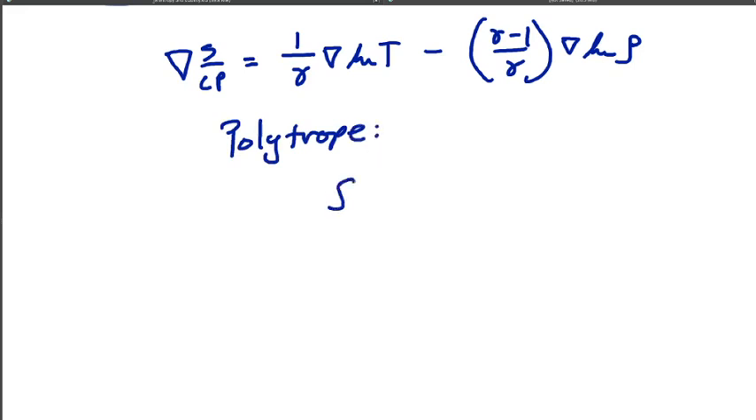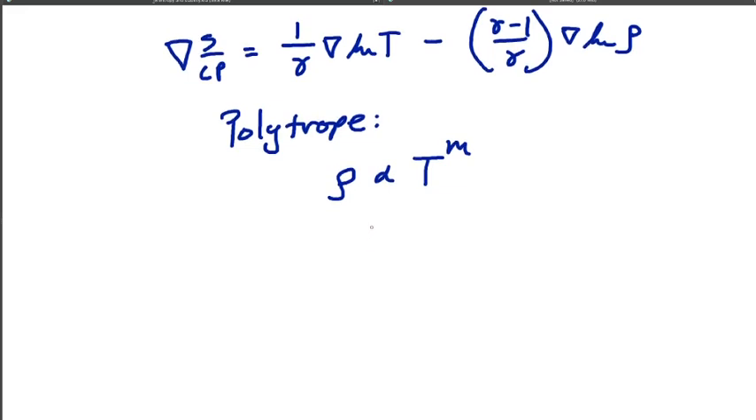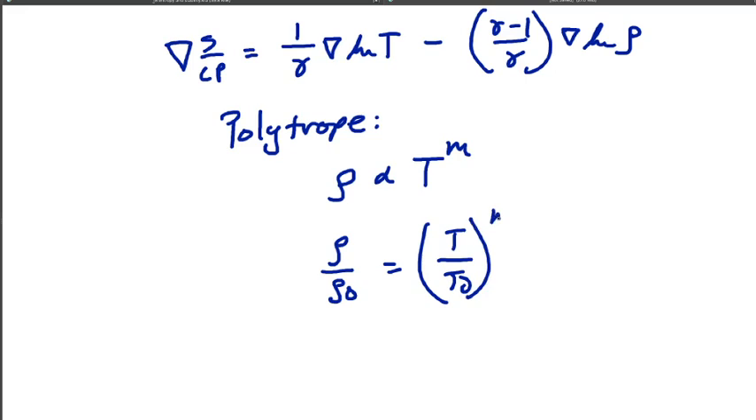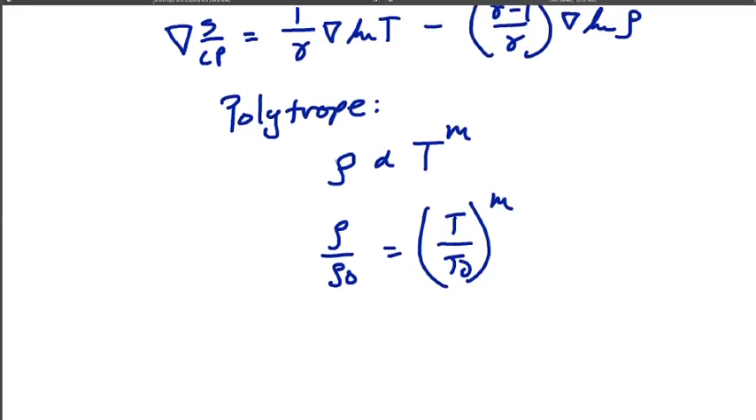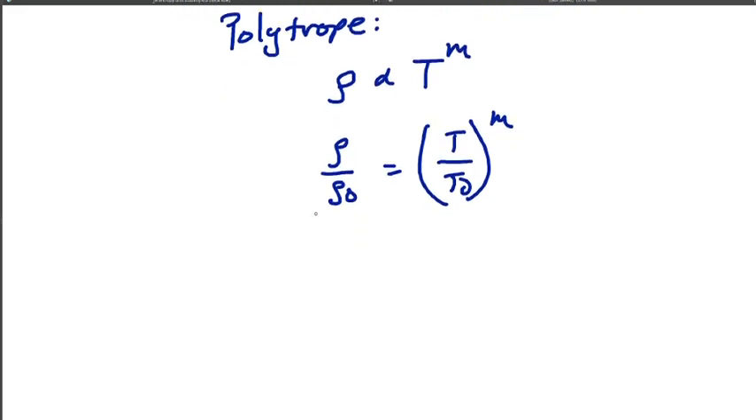the density has a power law dependence on the temperature to some polytropic index m. If we plug this in, in full form, this means that rho over some reference rho is equal to T over some reference T naught, all to the m, and that keeps everything dimensionless so that things work properly and we can put things into logs with trivial ease.